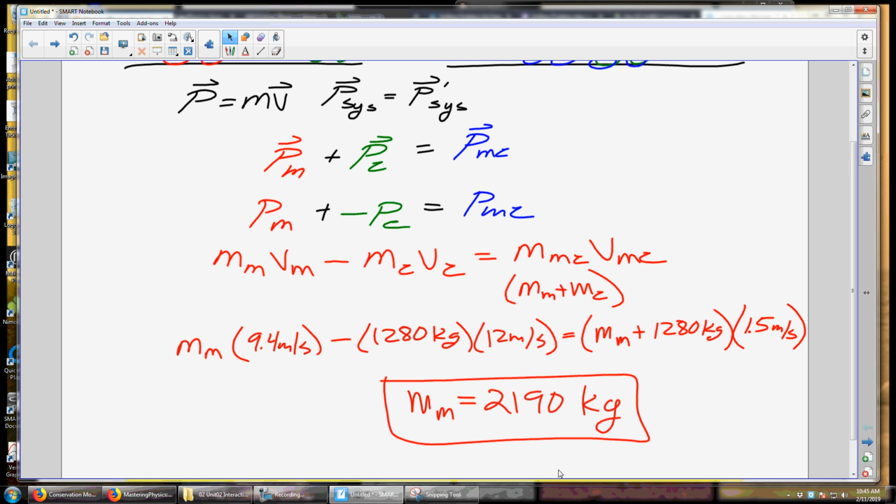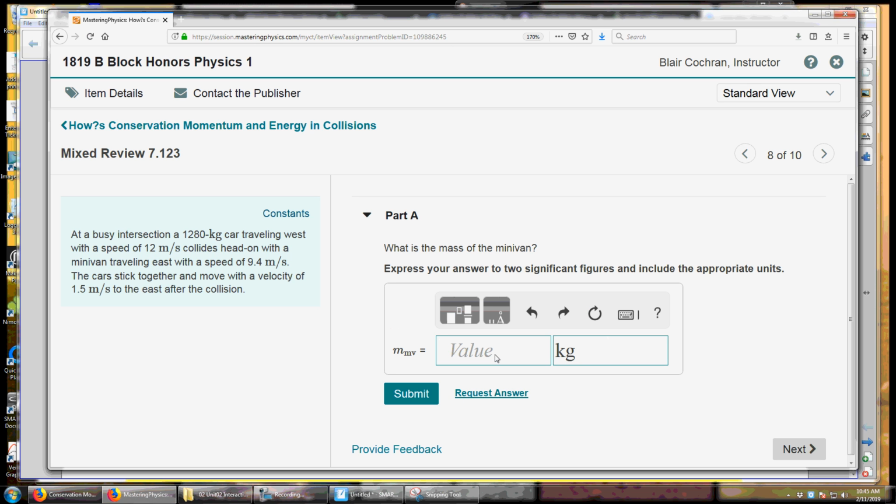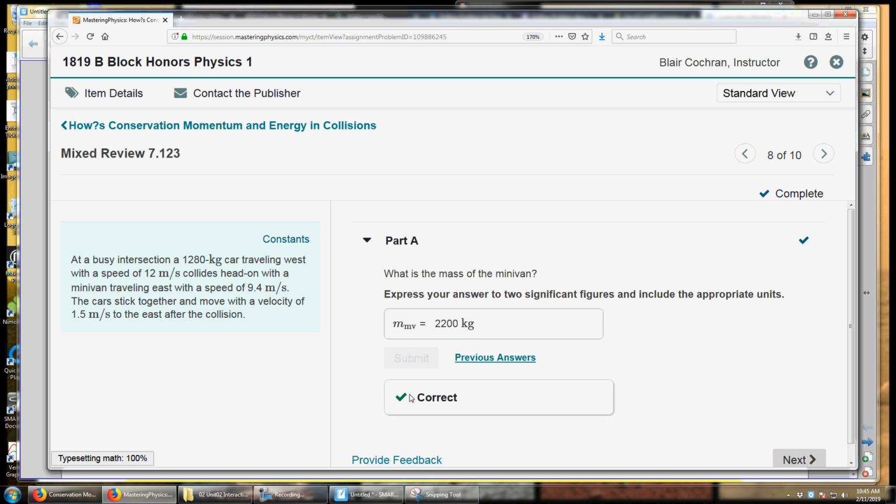I want to check and see if that makes sense. So I'm going to take that 2190 times 9.4. And I'm going to do that 1280 times 12. And my minivan did have more momentum than my car before the collision, so it makes sense to me that they would continue on in the direction the minivan was moving afterwards. So kind of my check there to see, does my answer even make sense, works. Now I can check and see, is it actually correct? 2190, 2 sig figs, so 2200. Yay!